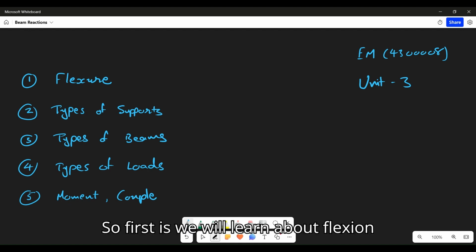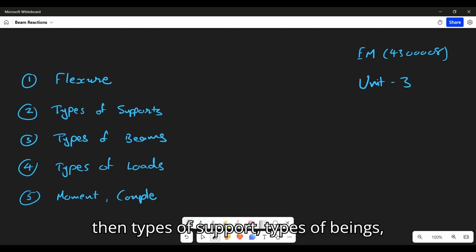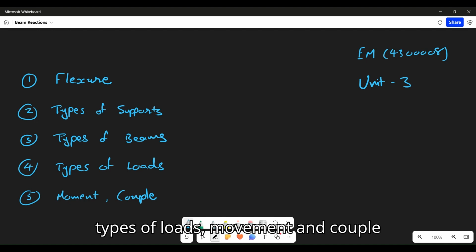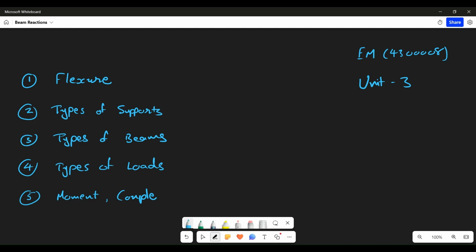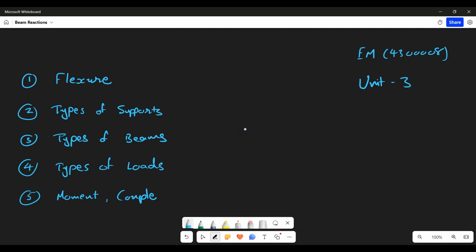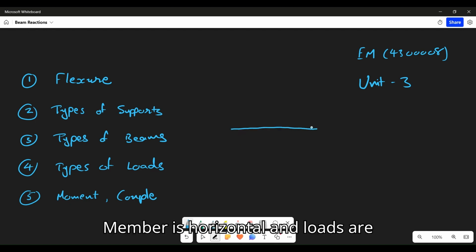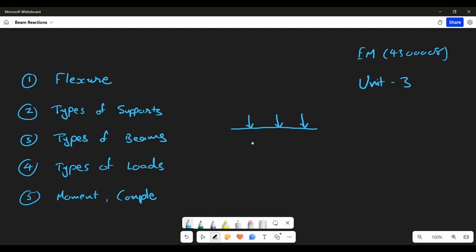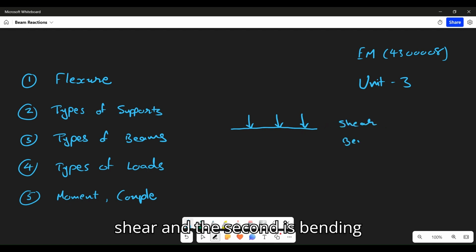First, we will learn about flexion, then types of support, types of beams, types of loads, moment, and couple. Right. So let's start with flexion. So what is flexion? Suppose you have a horizontal member. The member is horizontal, and loads are working perpendicular to it. Right. So this effect will create two phenomena. One is shear and the second is bending, right?